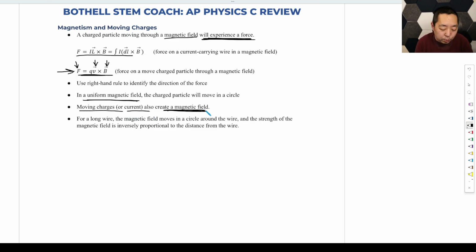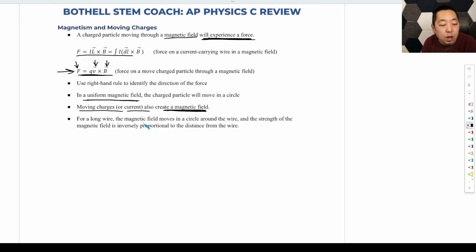So not only does a moving charge experience a force from a magnetic field, it can also create a magnetic field, right? So any current will generate a magnetic field as well. So it can experience a force when exposed to a magnetic field from some other thing that's causing it. Could be a magnet, could be other currents moving, or it can also create its own magnetic field.